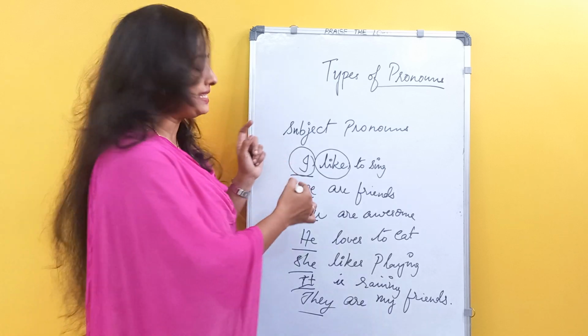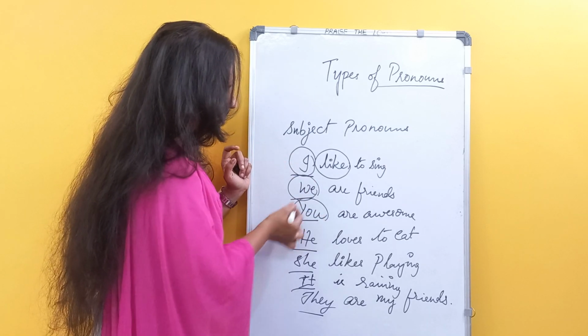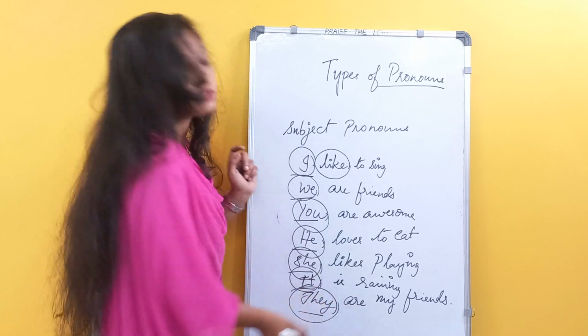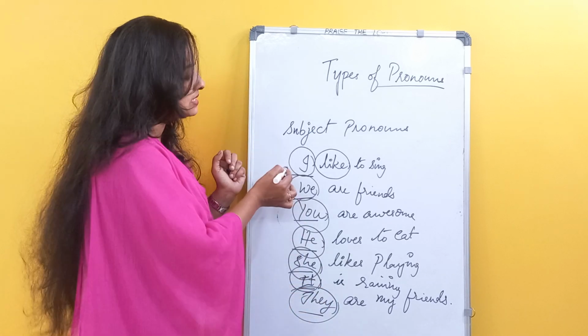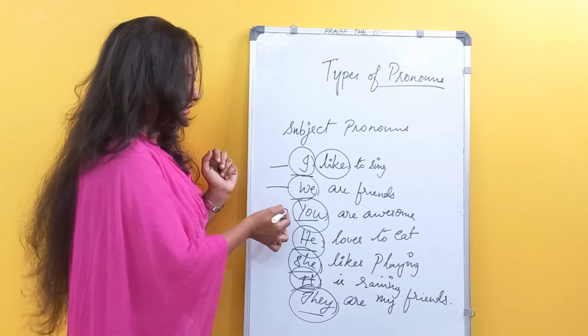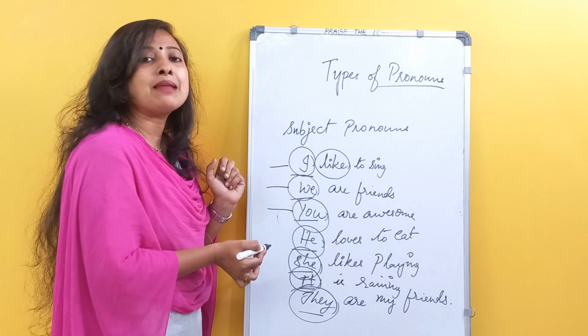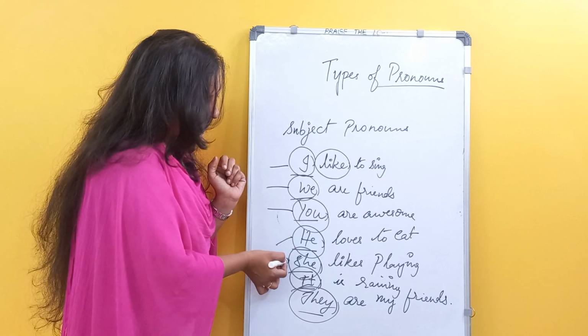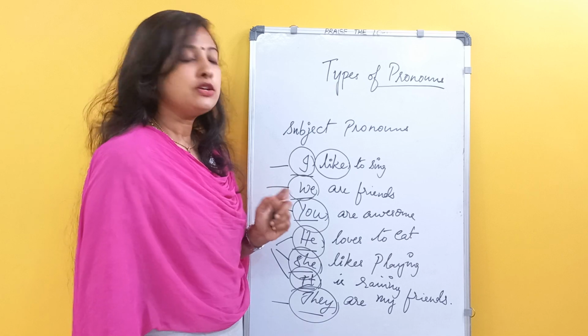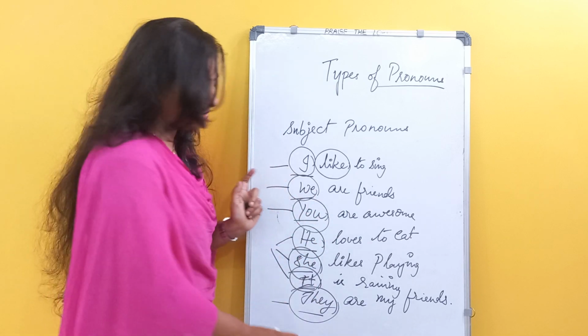So, here you can see all these are subject pronouns. This is the first person singular, first person plural, second person singular and plural, third person singular and third person plural. Right? So, this is about subject pronouns.